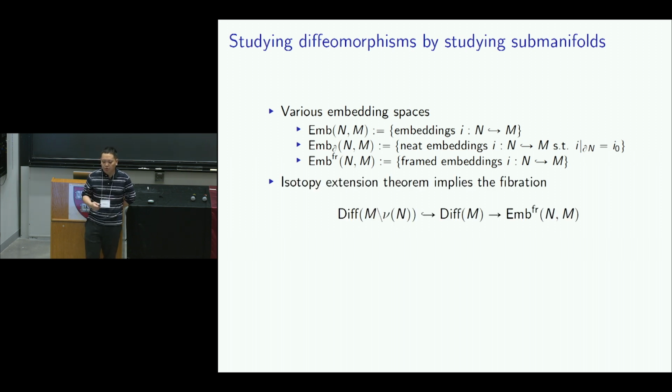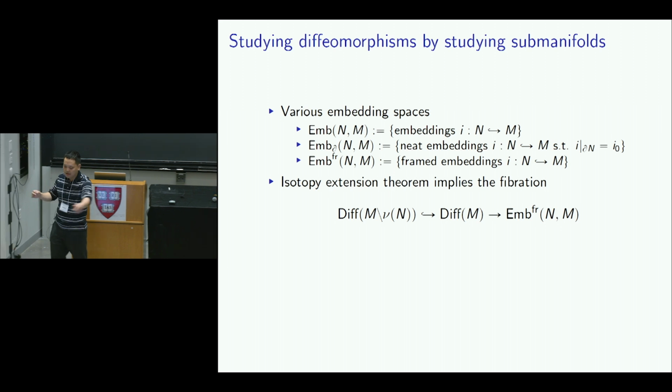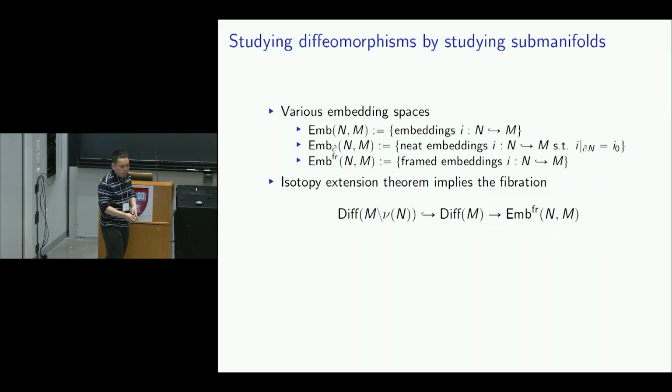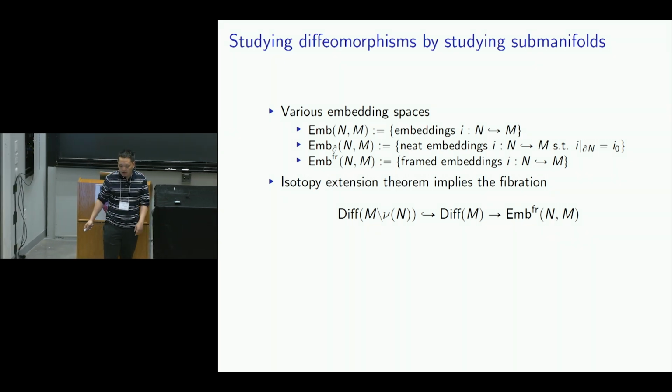And by the isotopy extension theorem, it turns out there is a fibration relating the diffeomorphism group of the complement and the diffeomorphism group of the whole manifold and the embedding space. So this is a fibration. Basically, this is essentially the isotopy extension theorem. So you can study this. There is a long exact sequence relating the homotopy groups of these three objects.